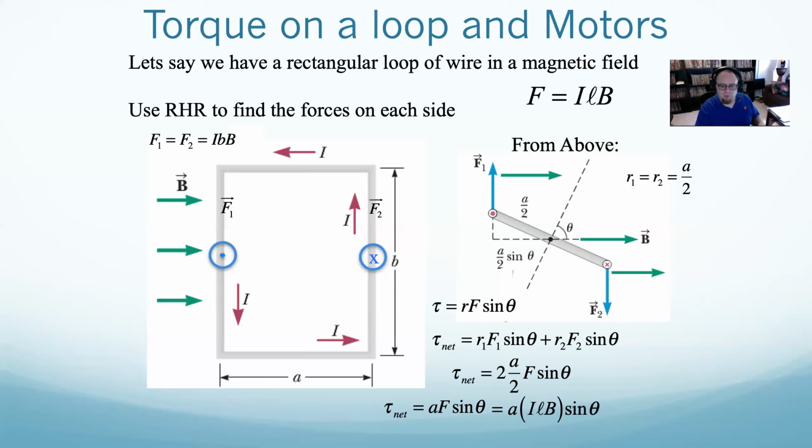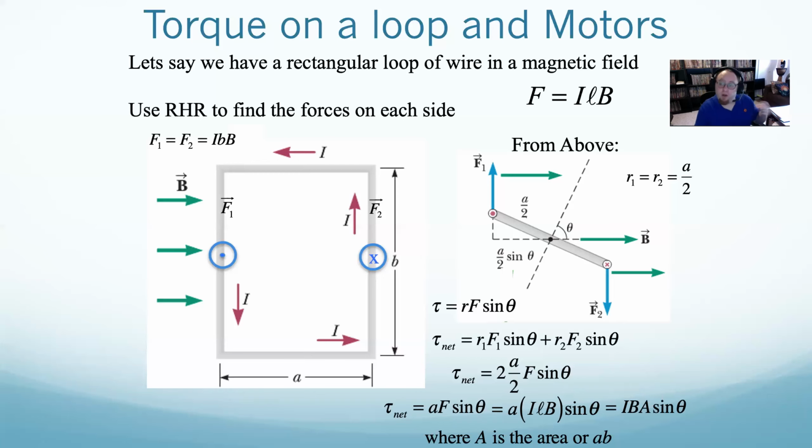And so the torque will be A ILB sine theta. But what I can do instead is say, you know what? A times L, though, L was this length, lowercase b, A was this length, A times L is the area. So it will be IB times the area sine theta.